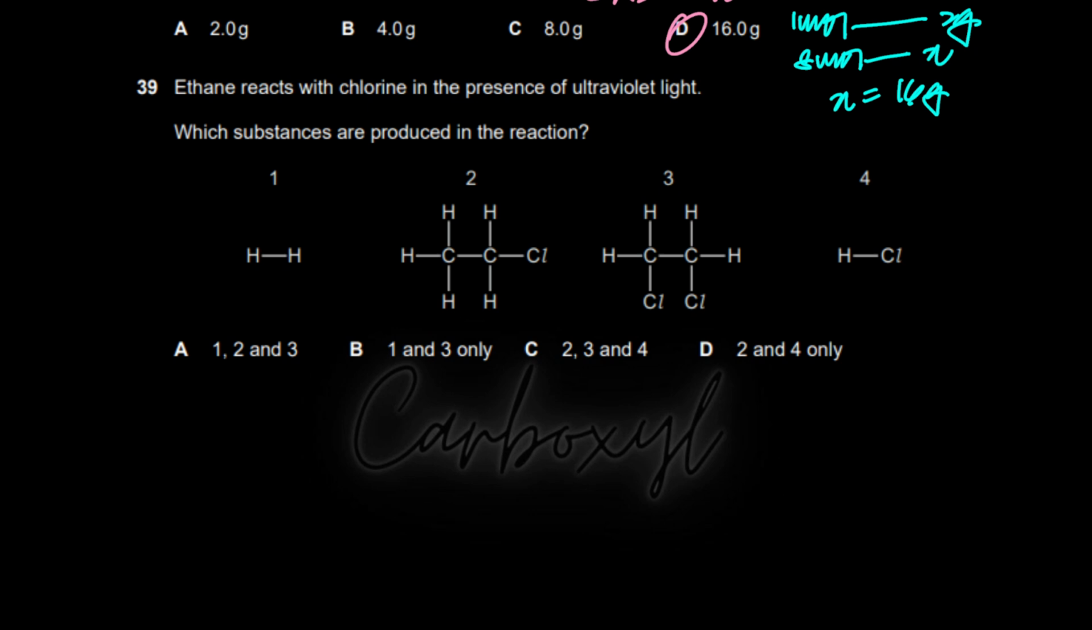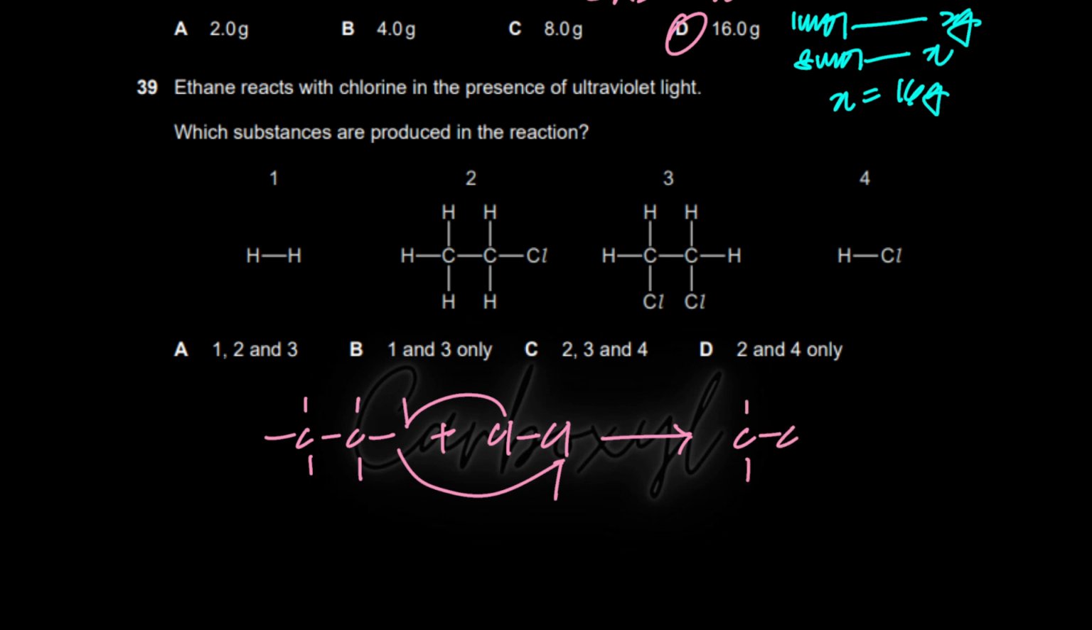Ethane reacts with chlorine in the presence of ultraviolet light, and we already know that it's a substitution reaction. It says, which substances are produced in this reaction? Check it out. So it's ethane, and when it reacts with chlorine in the presence of ultraviolet light, a hydrogen is going to be substituted by a chlorine atom, and the hydrogen that is substituted reacts with the chlorine atom to give HCl. So that's going to form. This is the new bond forming, that's the chlorine atom, and then HCl.